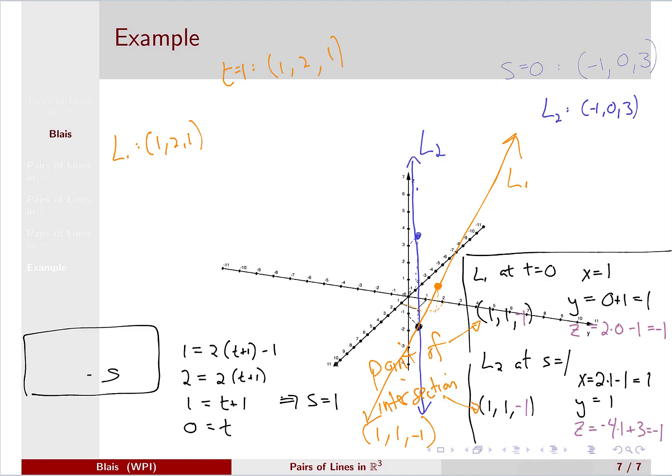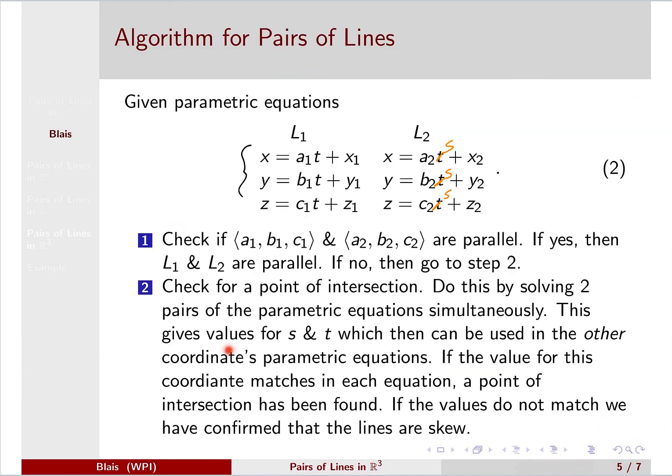But again, this approach will always work. First, check to see if they're parallel. If they're not parallel, then they have to be either skew or intersecting. And you check that step by just trying to find an intersection point. And you either find one or you don't. And you do that by projecting the lines into one of the coordinate planes, finding where their shadows intersect, and then checking the other coordinate to see if those values match. And if you find a match, then you found an intersection point. If you don't, then the lines are skew.